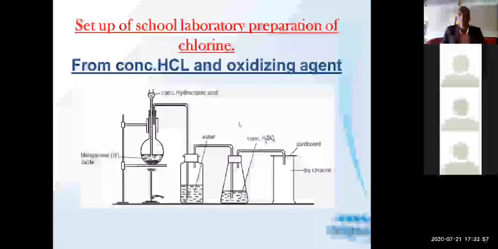Now let us check the setup of the school laboratory preparation of chlorine from concentrated hydrochloric acid and an oxidizing agent. There are some oxidizing agents that we have talked about. Who can give me one of the oxidizing agents that we have talked about?